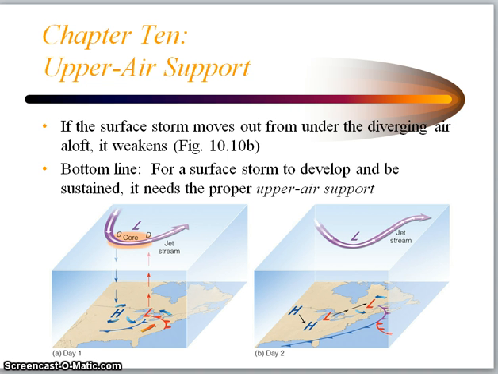If the surface storm moves out from underneath the maximum amount of divergence in the jet stream core or jet streak, then the surface storm is going to weaken. That shows you panel B, day 2 there. Day 1 are optimum conditions where the surface convergence, or the red L, can't keep up with the divergence aloft, which is that orange core at position D there. Once that surface system moves out from under the core of the jet, then the whole thing starts to weaken. Bottom line is, for a surface storm to develop and be sustained, it needs the proper upper air support. Without it, it's just going to be a wimpy storm, and we're not going to get a lot of wind or rain or snow.